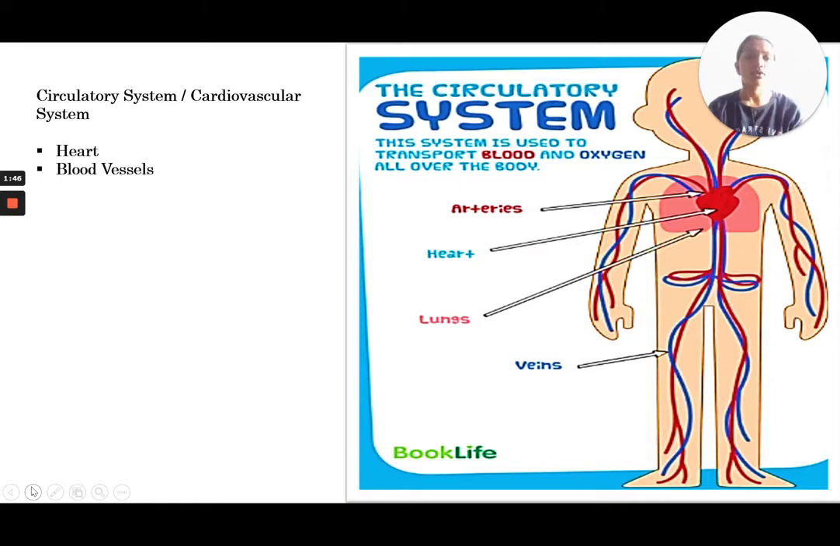The circulatory system is also called the cardiovascular system. Cardiovascular means related to the heart and blood vessels. So the circulatory system is made up of the heart and blood vessels. In this picture, you can see the human body with the heart, the lungs, and arteries and veins. The red lines indicate the arteries which are spread throughout the body, and the veins are indicated by blue lines.